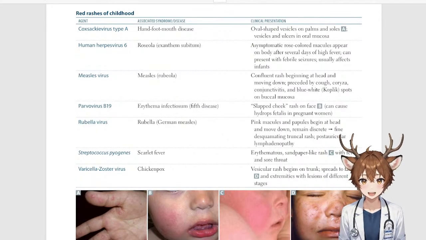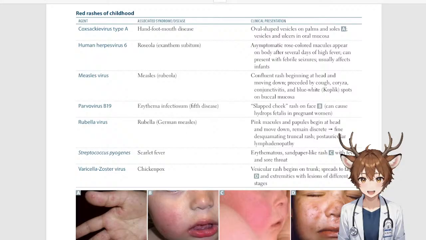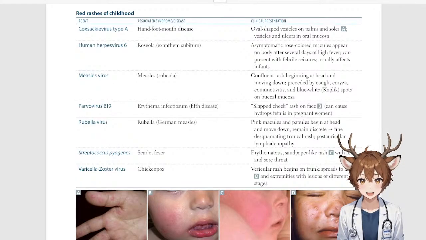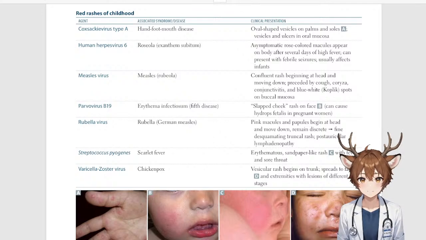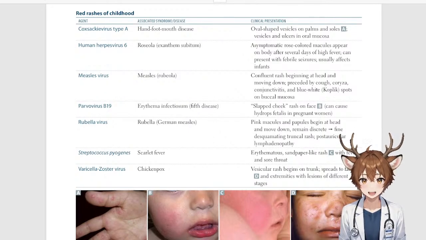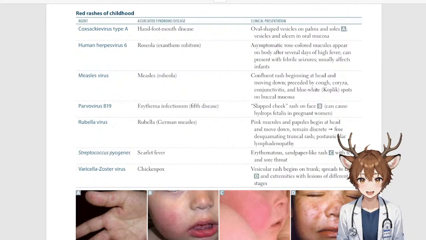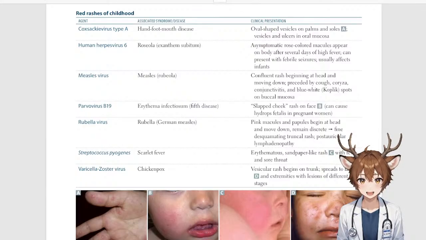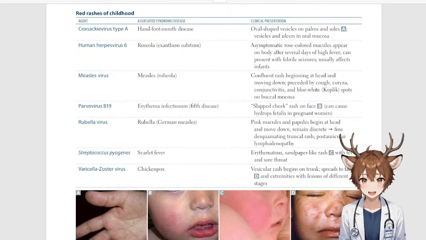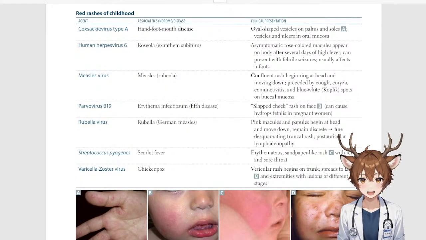What about parvovirus B19? Erythema infectiosum, fifth disease. You have a slapped cheek rash on the face, and that's in picture B for you. Rubella virus, associated with rubella, as you can imagine. This is going to have pink macules and papules beginning at the head and moving down, remaining discrete, leading to a fine desquamating truncal rash, post-auricular lymphadenopathy.